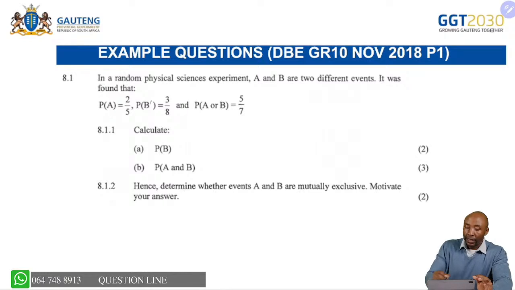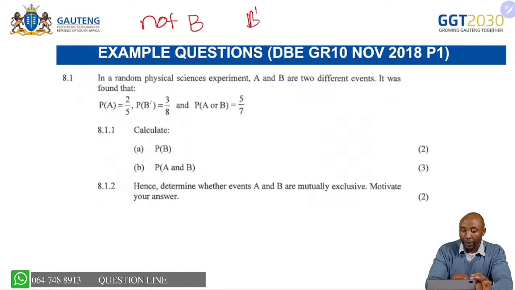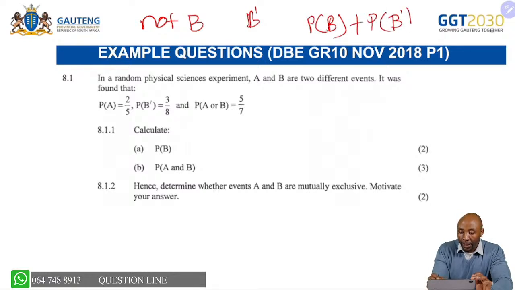I have to mention this. The other symbol that we use for not B, you can use B with that prime on it. It means not B. And if it's just this, it means the probability of B, P plus P prime B is equal to 1. That represents not B. Now, calculate the probability of B, which is what we are expected to do.